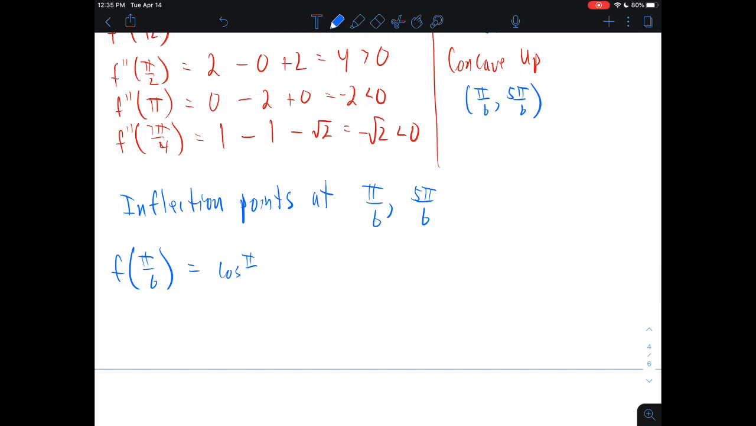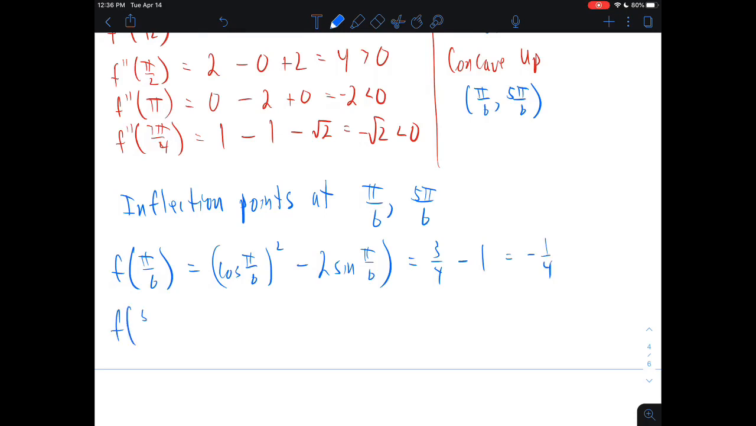cosine of pi over 6 squared minus 2 times sine of pi over 6. Cosine of pi over 6 is square root of 3 over 2. When we square that, we get 3/4. And then sine of pi over 6 is 1/2. So this will be 3/4 minus 1, or negative 1/4.